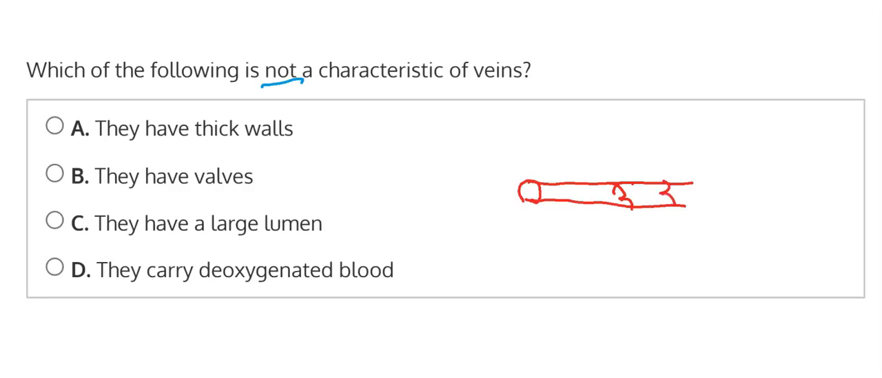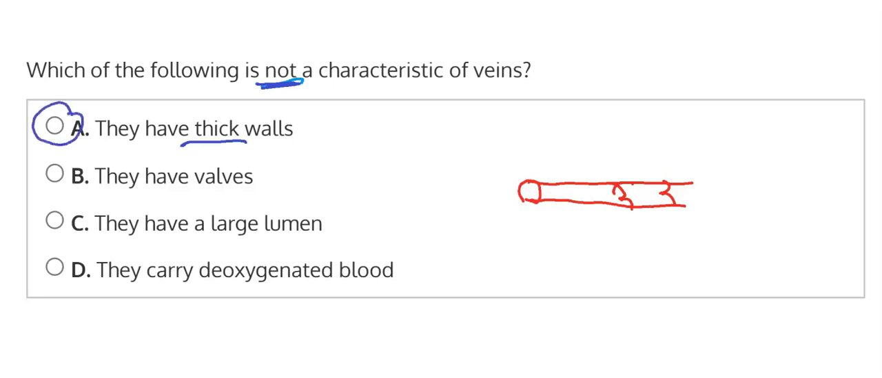Okay, so now let's look at the choices. Option A says they have thick walls. Is that incorrect or is that correct? Veins actually tend to have thin walls. They're not very thick. So since this option is saying they have thick walls, and the question is asking which is not a characteristic of veins, this is most likely our answer. But let's look at the other choices.